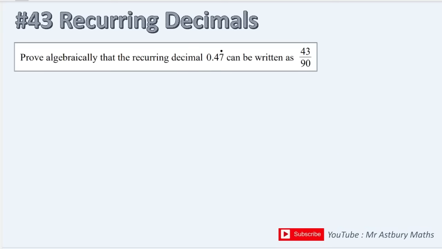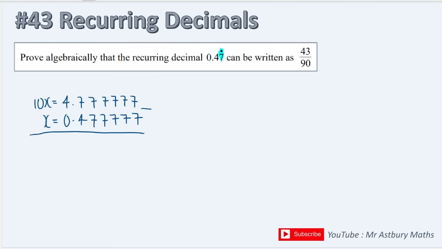Right, let's do it. So you start off by writing x, in the middle of the page, and you write x equals 0.477777, and that's because the recurring decimal here is just the 7. And then, because we've only got one digit recurring, I'm going to times it by 10 to the power 1, also known as 10. And I'm going to write it above, because it's going to make it easier for me subtracting. So that basically means I just move the decimal point over, so it's 4.777777, and so on and so forth.